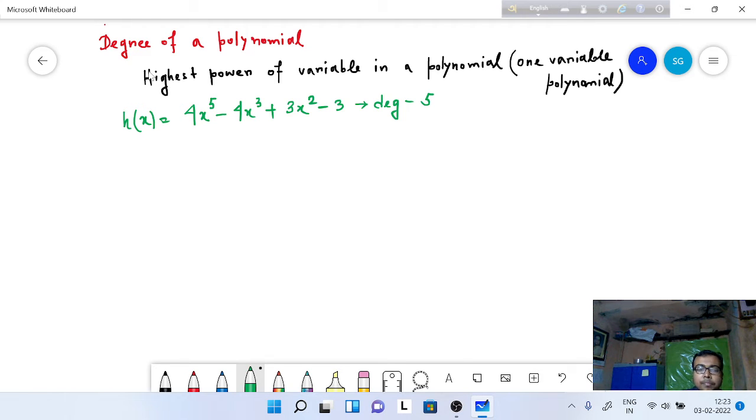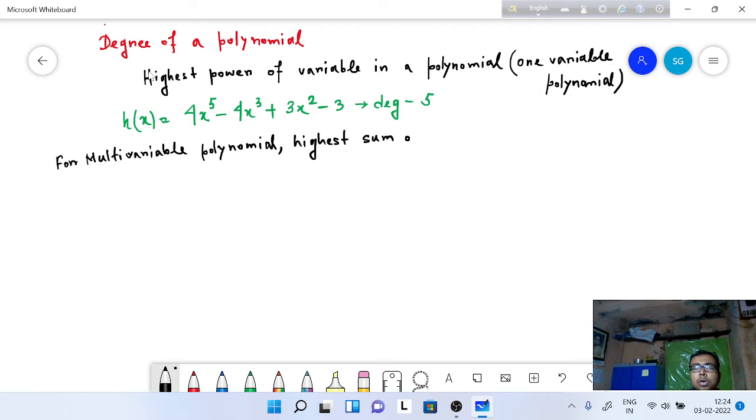Now for a multivariable polynomial, the degree is the highest sum of the powers of the variables. Let's understand this with an example.